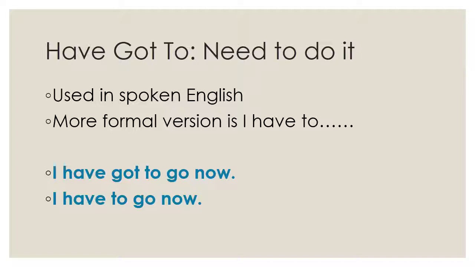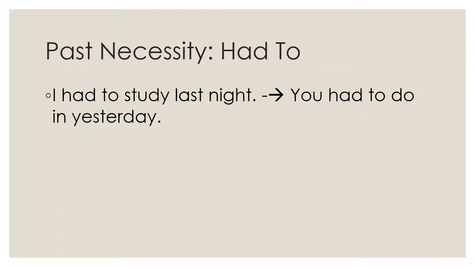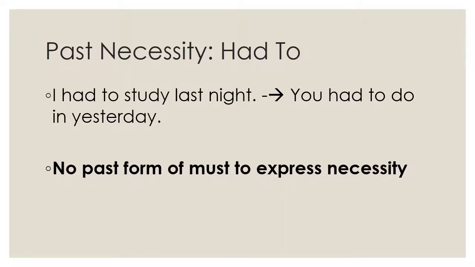Now keep in mind that sometimes this will be reduced when you're speaking. So I have to be home by 8 is going to come out as I hafta be home by 8, and he has to go to a meeting is going to come out as he hasta. Past necessity: if you're going to express something that you had to do in the past, you will use the form I had to study last night. This is showing something that you had to do yesterday or in the past. There is no past form of must, so there's no way to express something that you must do in the past. For that, you will just use I had to.